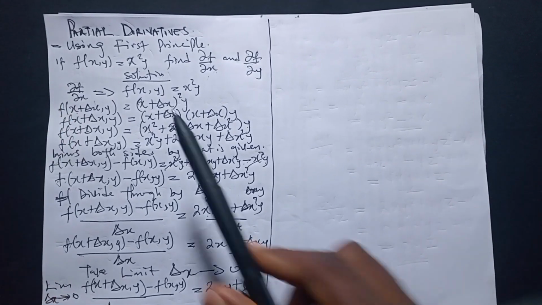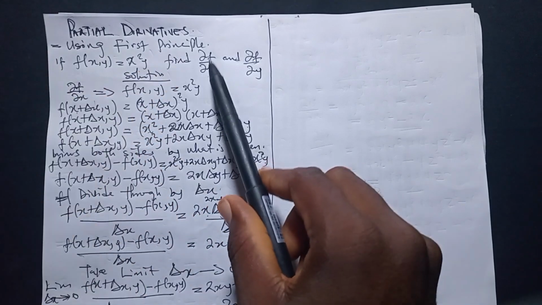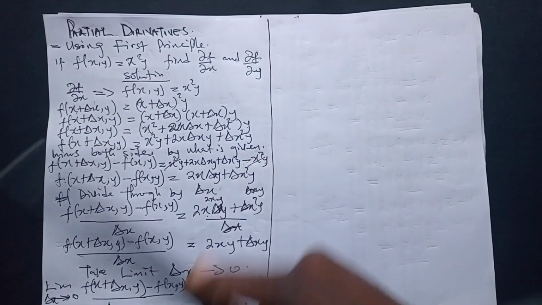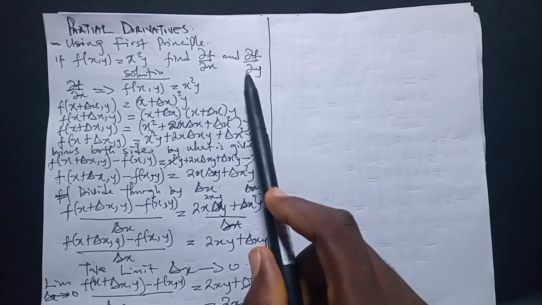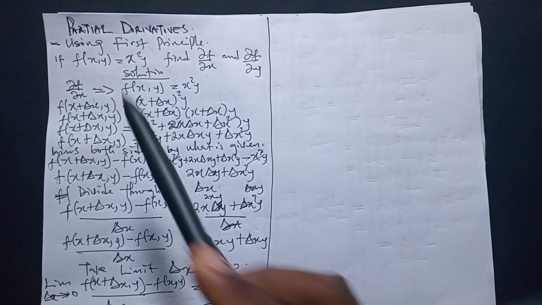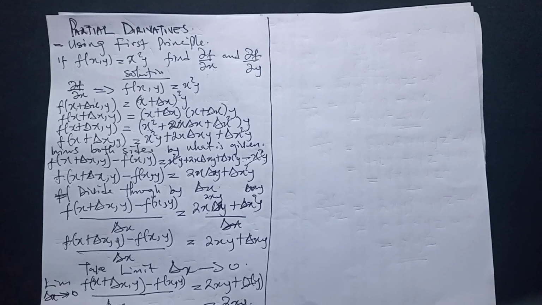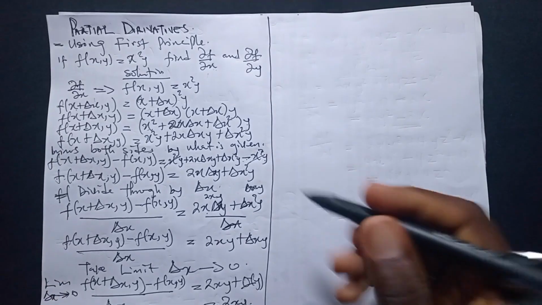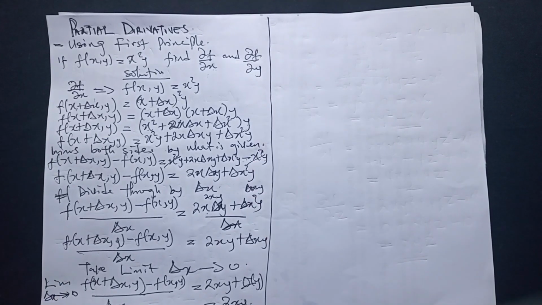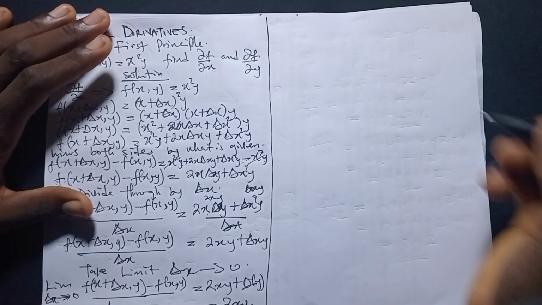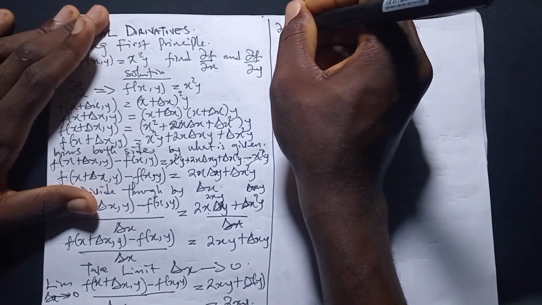Now we are asked not only to find the derivative with respect to x, we also have to find the derivative with respect to y, if f of x, y is equal to x squared y. So you can pause this video and attempt it on your own. So now let's attempt the second question.